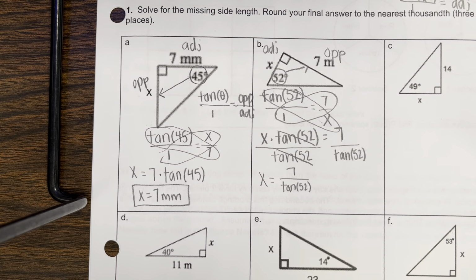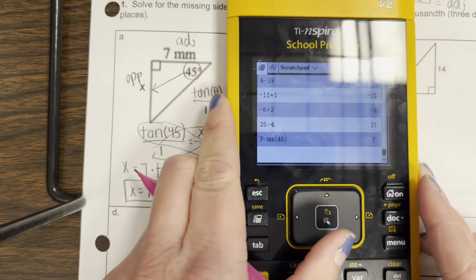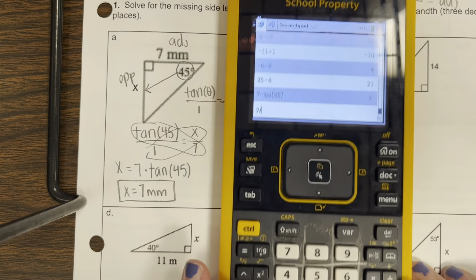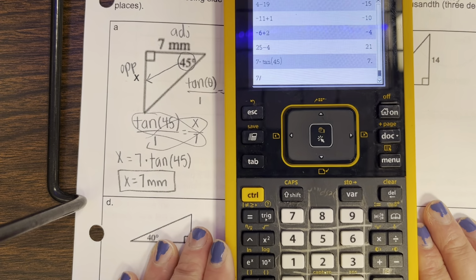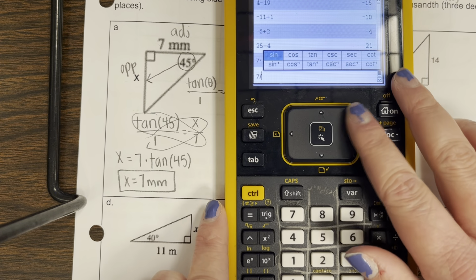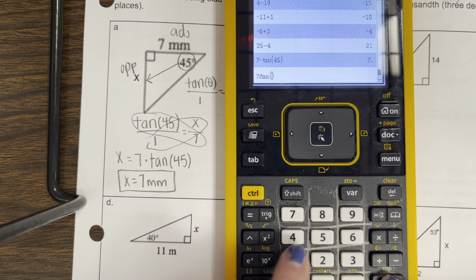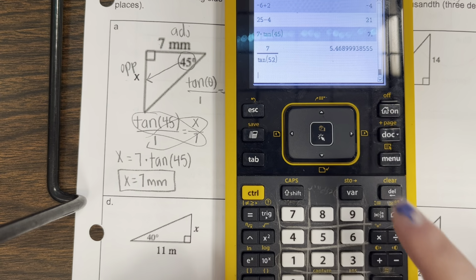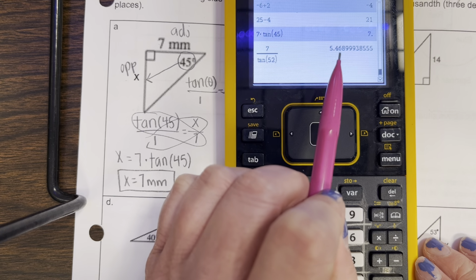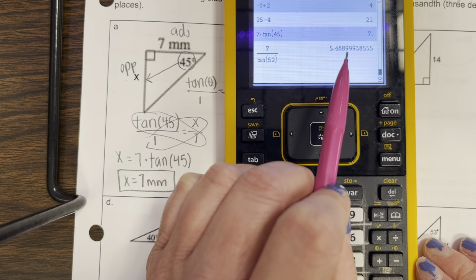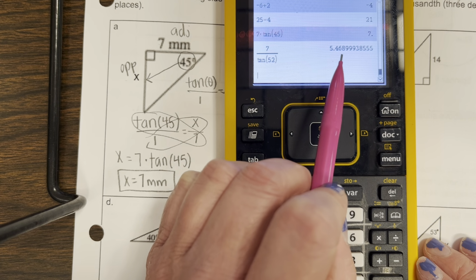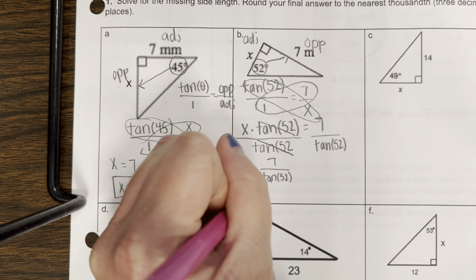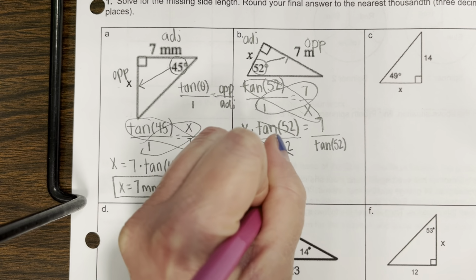So I'm going to go to my calculator and do 7 divided by, and you're just using the division symbol. And then trig button, tangent of 52, and then enter. So to round this, it did say round to 3 decimal places. So I've got 4, 6, 8, and then the number after the 8 is a 9. So that 9 tells me that 8 needs to go up 1. So x equals 5.469.